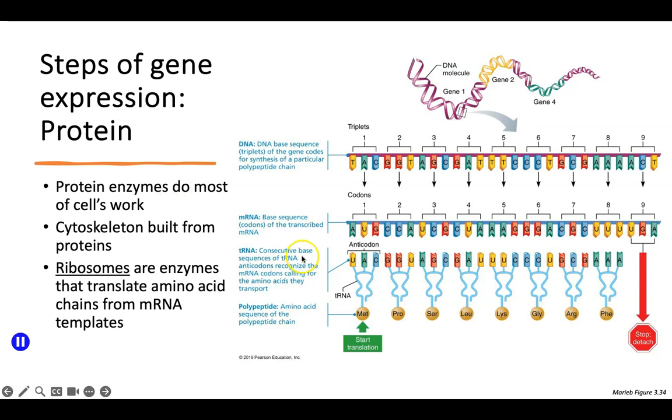So protein enzymes are what are going to do most of the cell's work. Additionally, the cytoskeleton, so the structure of the cell, depends on proteins. And the ribosomes are going to be the enzymes that translate amino acid chains from mRNA templates. So here we have a polypeptide being formed from an mRNA template, and that's called translation.